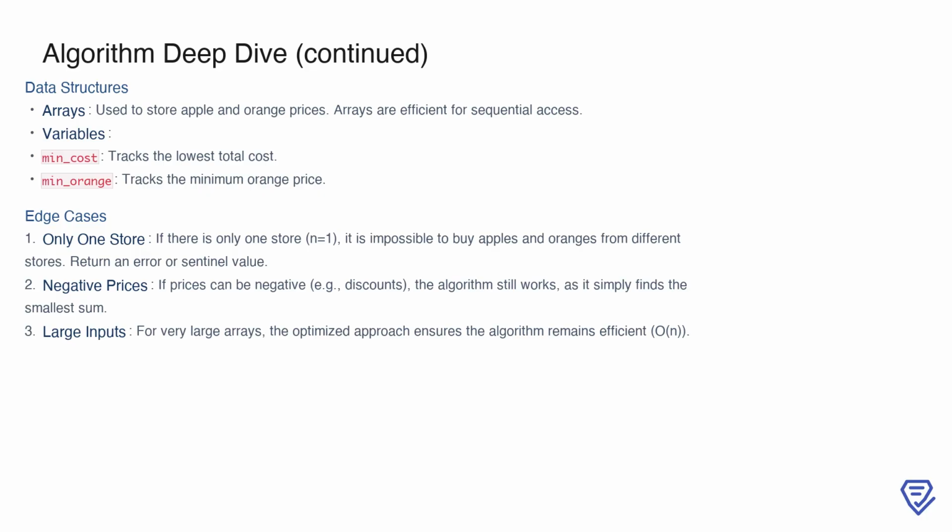It's also important to consider edge cases. For instance, if there is only one store, it's impossible to satisfy the constraint of buying from different stores, so the algorithm should return an error or a sentinel value. If prices are negative, perhaps due to discounts, the algorithm still functions correctly, as it simply finds the smallest sum. For very large inputs, the optimized approach helps ensure that the algorithm remains efficient, running in O(n) time.